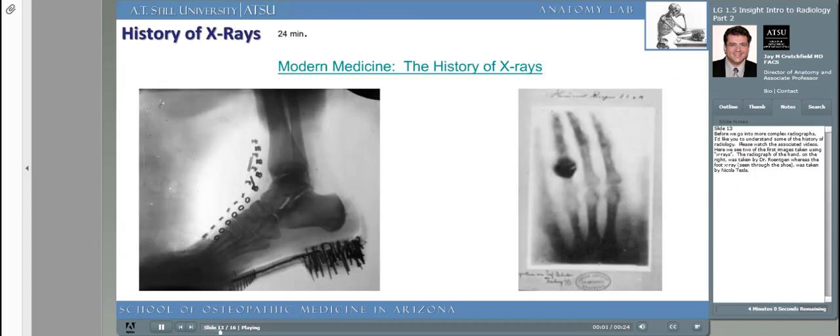Before we go into more complex radiographs, I'd like you to understand some of the history of radiology. Please watch the associated videos. Here we see two of the first images taken using X-rays. The radiograph of the hand on the right was taken by Dr. Röntgen, whereas the foot X-ray, seen through the shoe, was taken by Nikola Tesla.